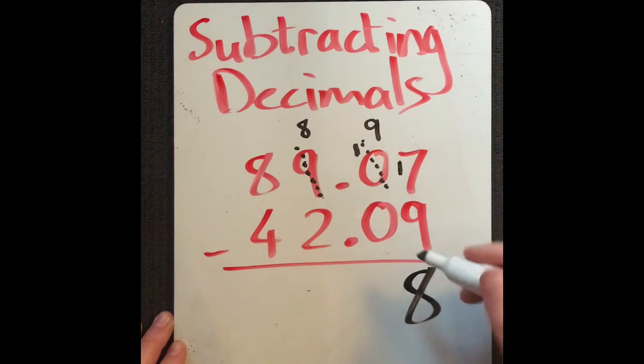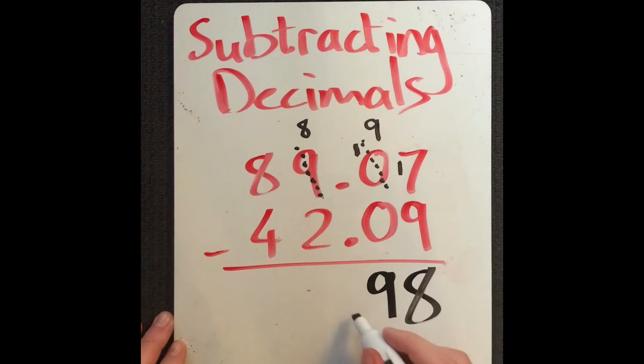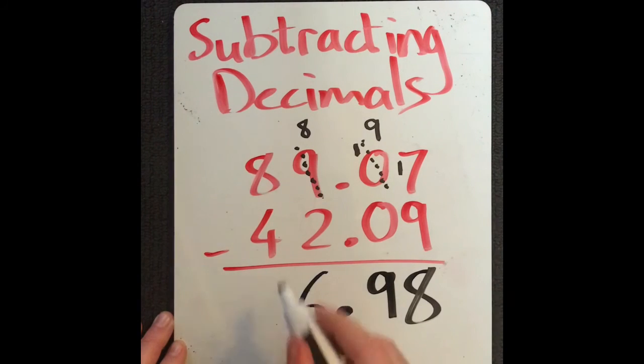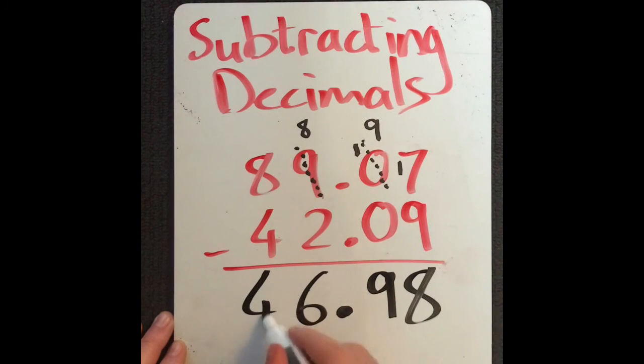Okay, we've got 9 take away 0, which is 9. Again, our decimal point is staying exactly where it should be. 8 take away 2, which is 6. And 8 take away 4, which is 4. Our answer being 46.98.